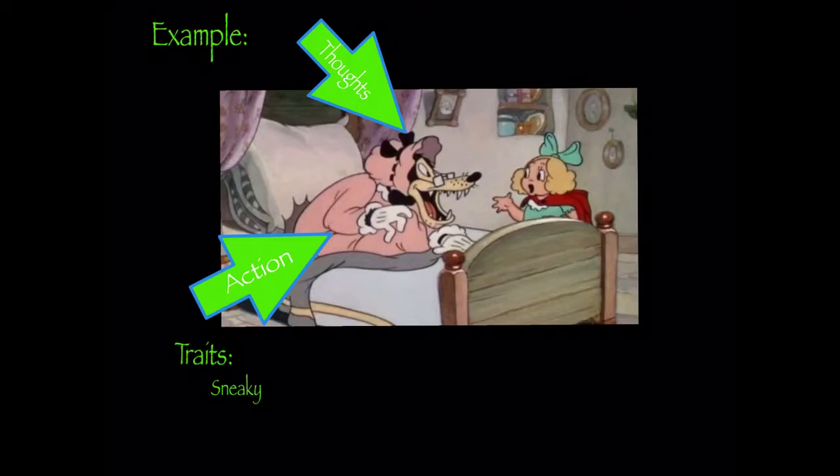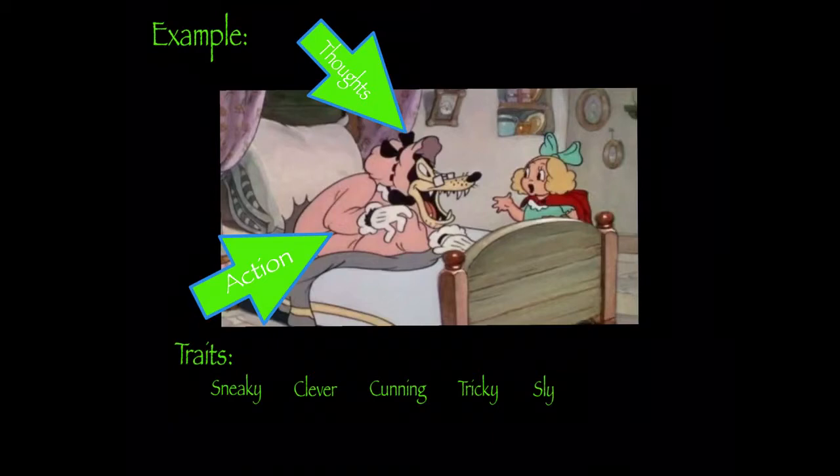First and foremost, the wolf is sneaky because he is dressing as someone that he is not. We might also use the traits clever, cunning, tricky, or sly to describe the wolf because he is trying to play a trick on poor Little Red. Another trait that kind of falls along these lines is the word deceptive. The wolf is being deceptive because he is trying to trick Little Red Riding Hood by lying to her.